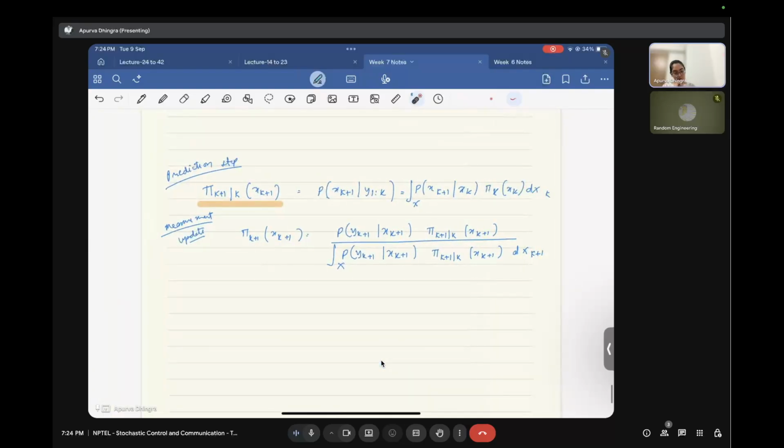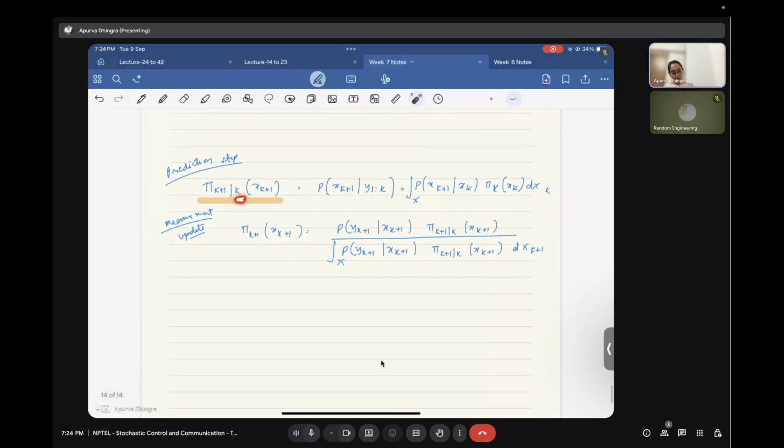And this quantity can be written in a recursive form like this. How it is written in that form was discussed previously. So this is the prediction step, where you're using the information up till now and trying to make a prediction about the next step.